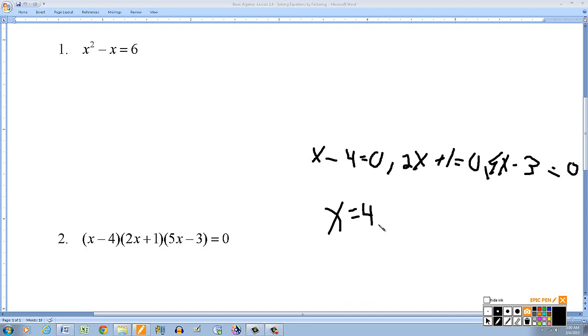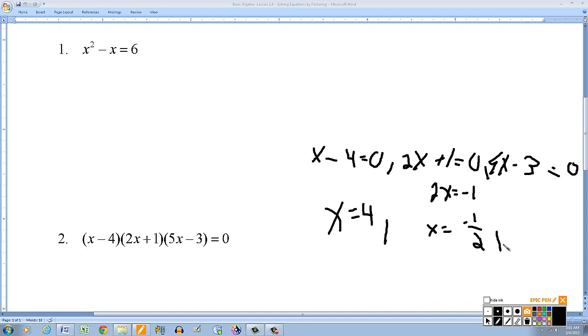For the second equation, to isolate the x, first I isolate the 2x by adding a -1 to both sides. That'll give me 2x is equal to -1. Then I divide both sides by 2, and I get x is equal to -1/2. Okay, so that's my second solution.